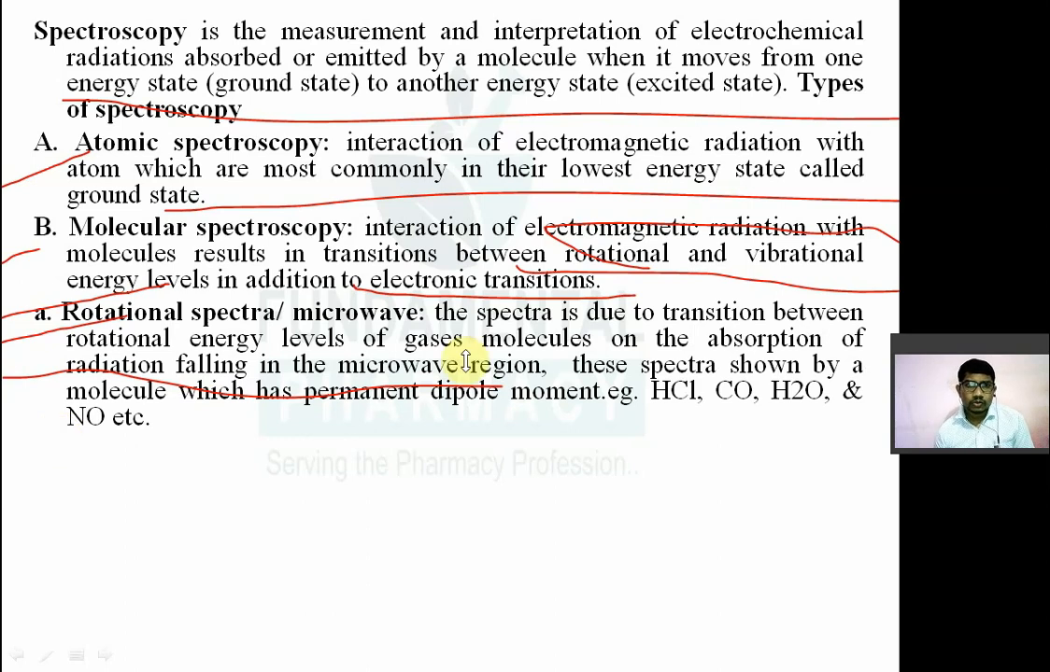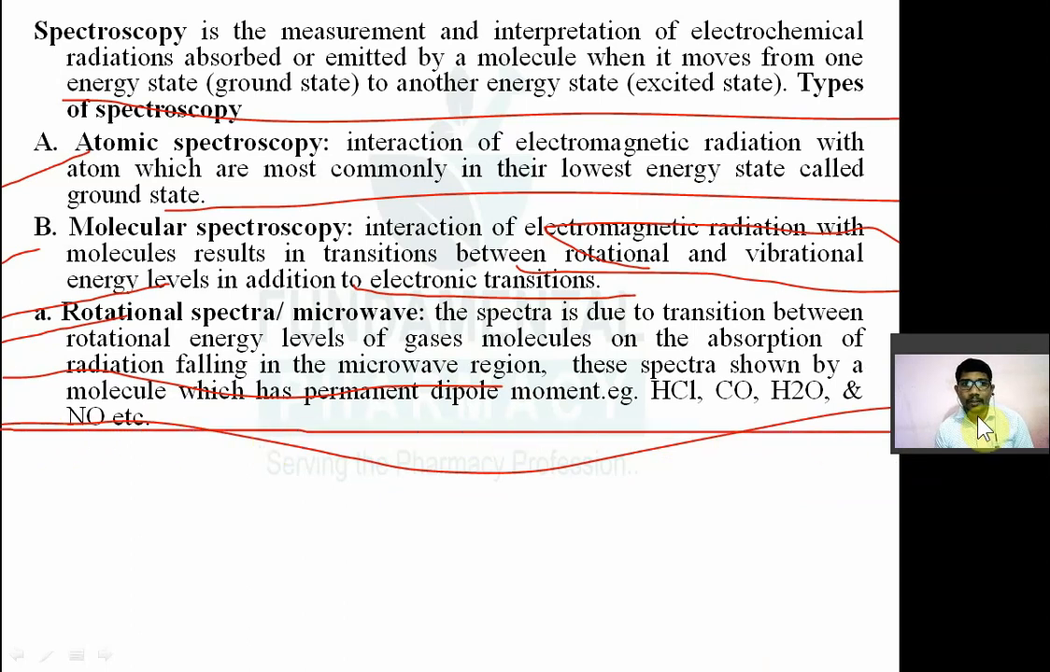So microwave spectra is shown by the molecules which have a permanent dipole moment. जिसमें permanent dipole moment रहेगा, ऐसे molecule ये आपका rotational spectra दिखाएंगे. जैसे hydrochloric acid HCl, okay, then carbon monoxide, then water, then nitric oxide. Okay, so HCl, CO, H2O, and so these molecules they have permanent dipole moment.